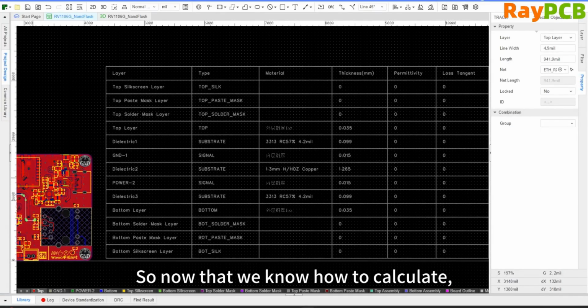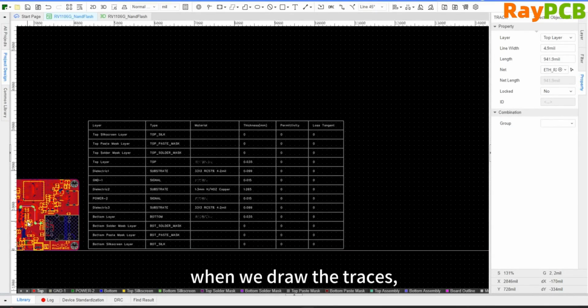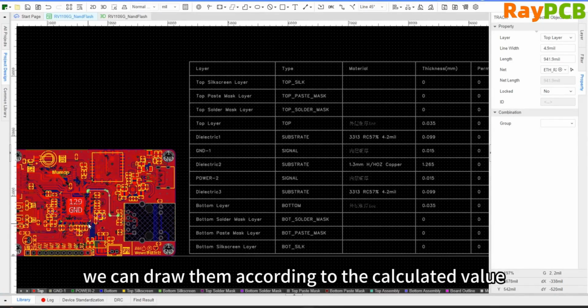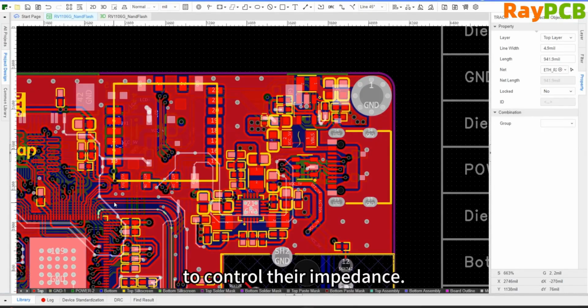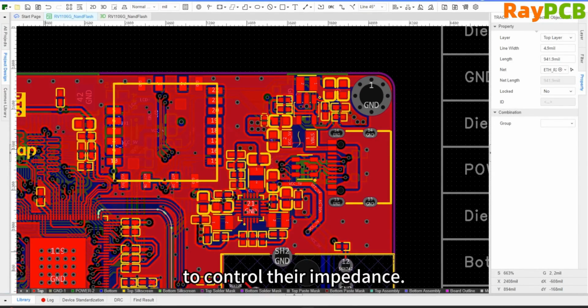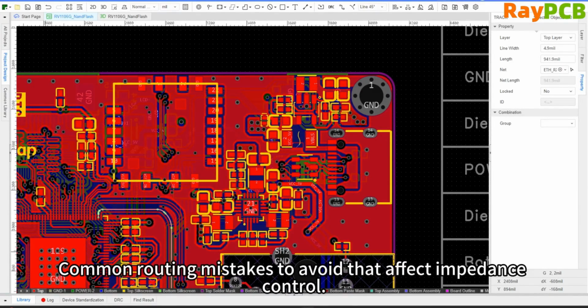Now that we thoroughly understand how to accurately calculate it, when we are routing our traces, we can precisely draw the trace width according to the calculated value to effectively control its impedance and thus successfully avoid common pitfalls and significant issues that frequently affect impedance control and overall signal integrity.